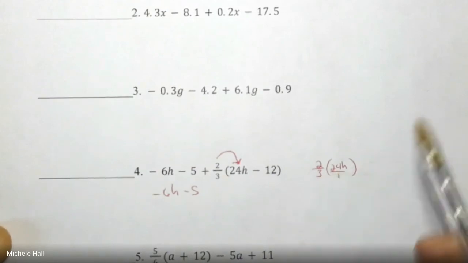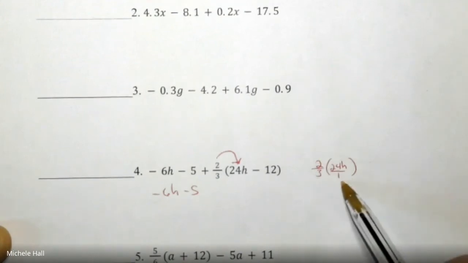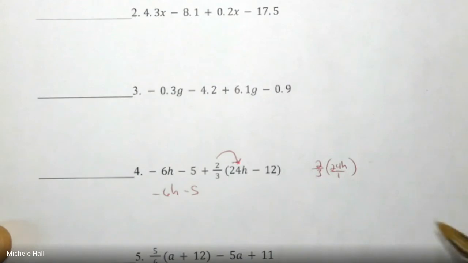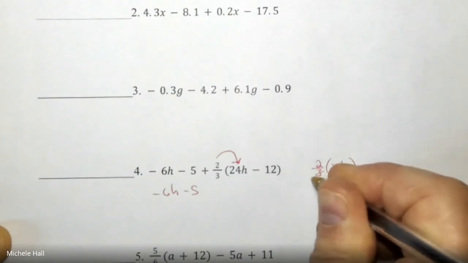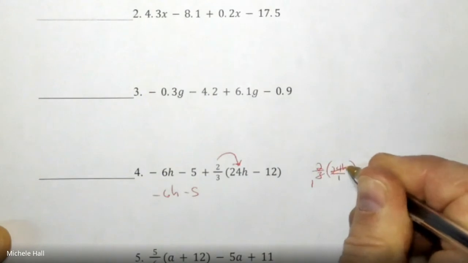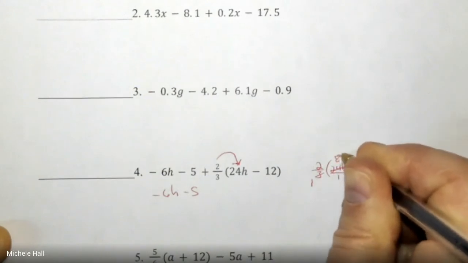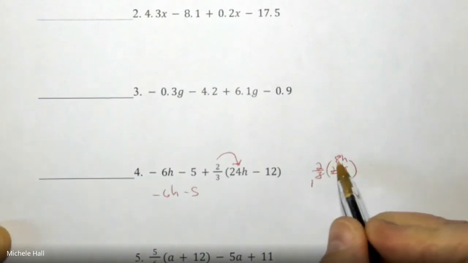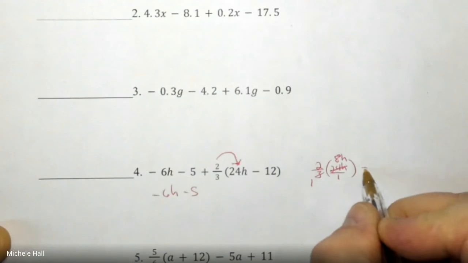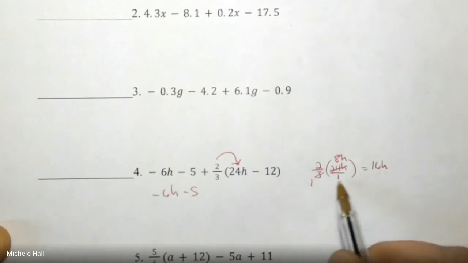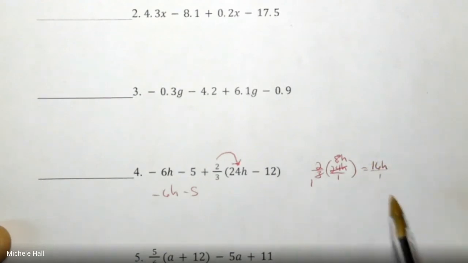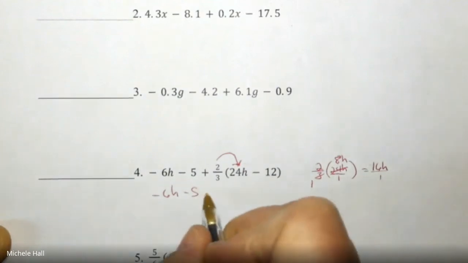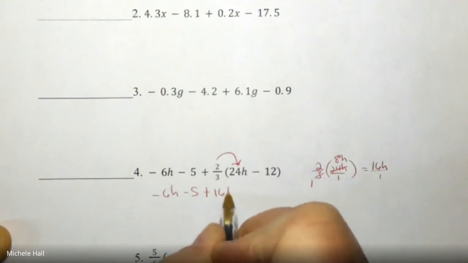I'm looking for any cross canceling. 2 and 1 have nothing in common, but I see 3 and 24 have a common factor of 3. 3 divided by 3 is 1. 24h divided by 3 is 8h. Now I'm just going to multiply straight across. 2 times 8h is 16h, and then 1 times 1 is 1, and I don't need to put dividing by 1, so we just get 16h. So that's a positive 16h.